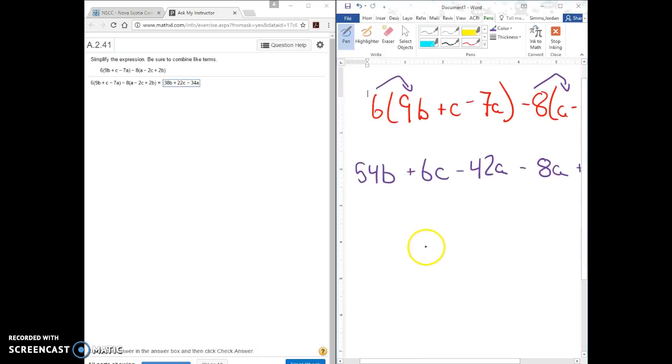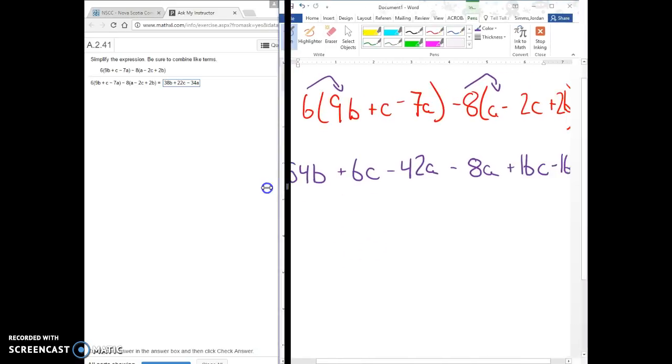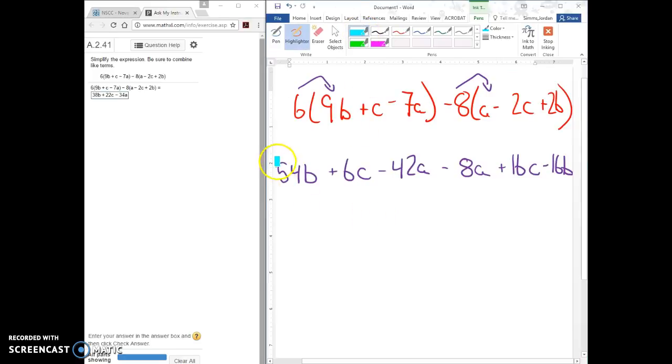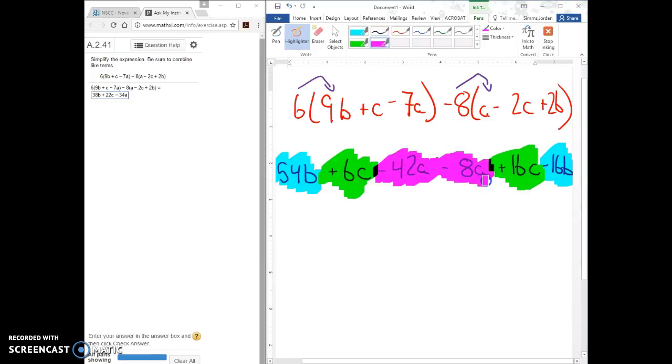And now we'll just combine some like terms. Okay, I have my b terms here. It's a good idea just to circle while you're getting used to this stuff. It's okay to pull out a highlighter and say, okay, here are my b terms, etc. And then you can combine them. So 54b minus 16 is 38b. 6 and 16 is going to be plus 22c. And then minus 42 minus 8 is going to be minus 50a.